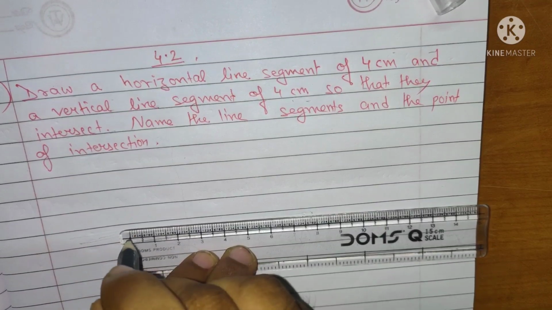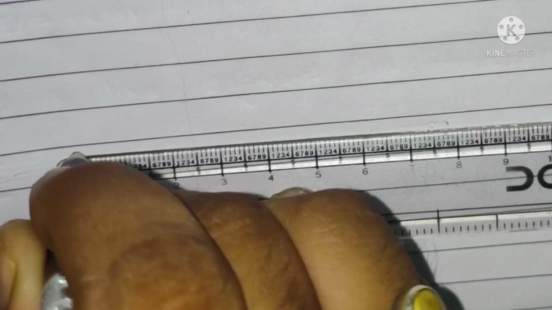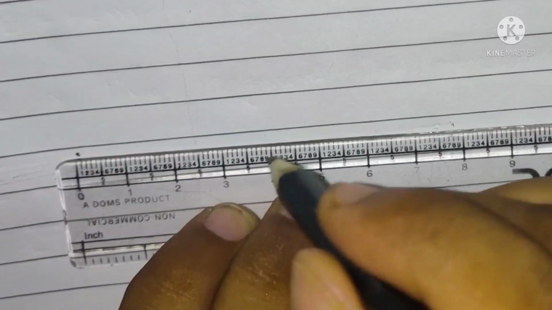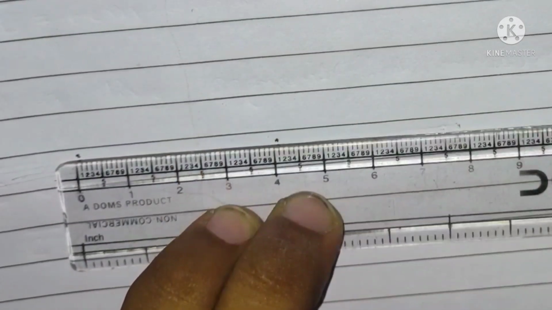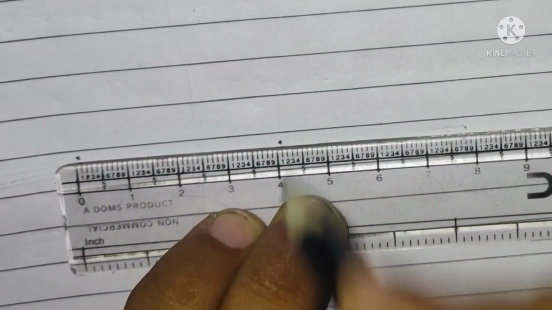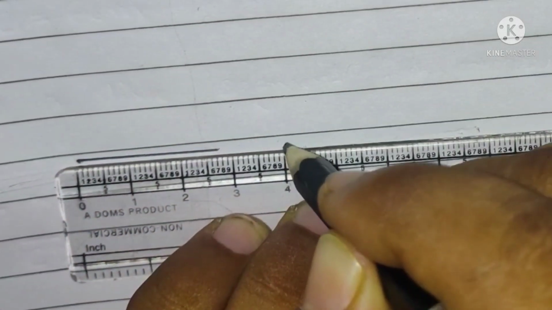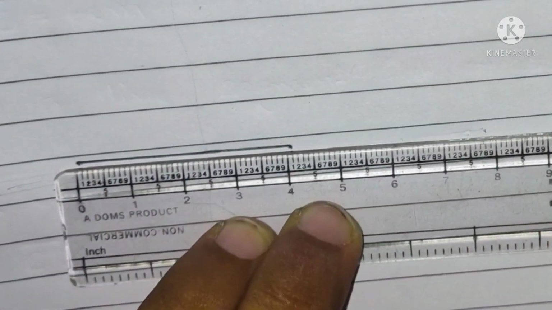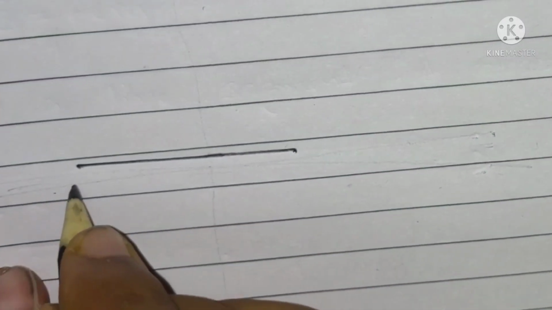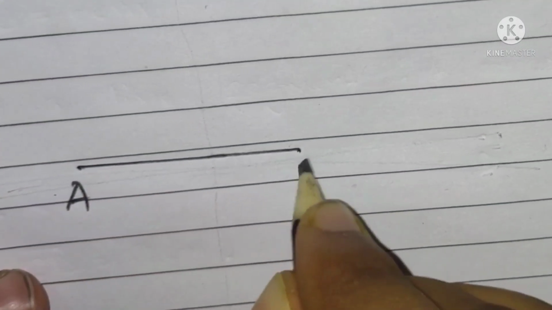As I have already told you, to draw a line segment, you have to place two dots. This is one dot and this is another dot. So I have placed two dots, one at 0 and another at 4. Now I will join these two dots. So here I have joined, and this is the first horizontal line segment. Let us name this AB.